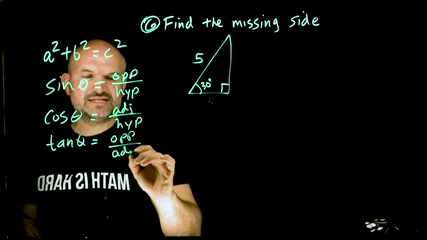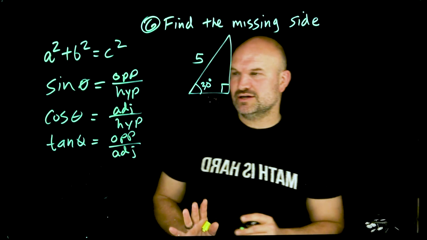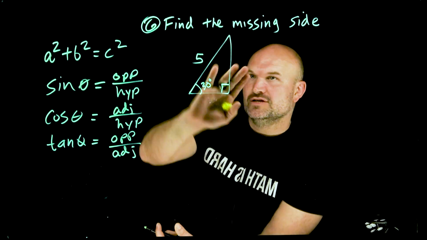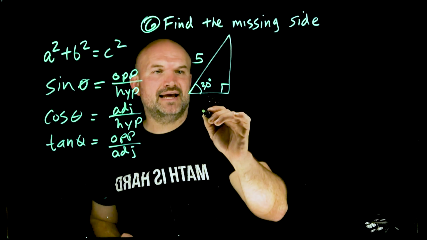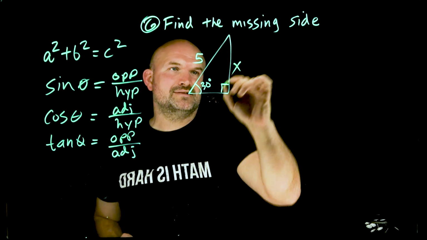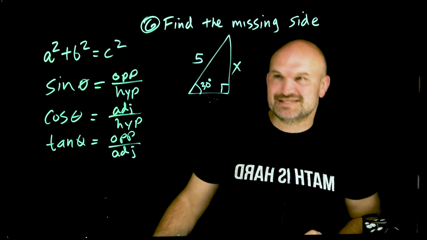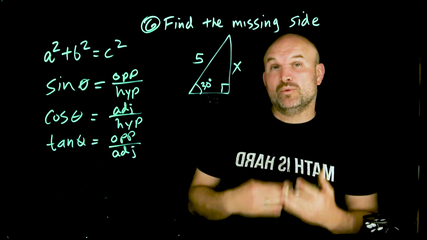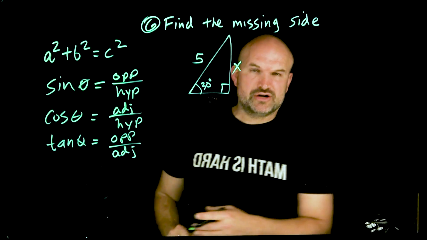over the adjacent. Okay, so those are your trigonometric functions, and again, they can only be applied when we're dealing with a right triangle. So in this case, we need to find our missing side. And actually, I forgot to label that in there. Let's go ahead and use x right here. So I have an angle, 30 degrees. That is going to be our angle with respect to which we're going to use our trigonometric functions.